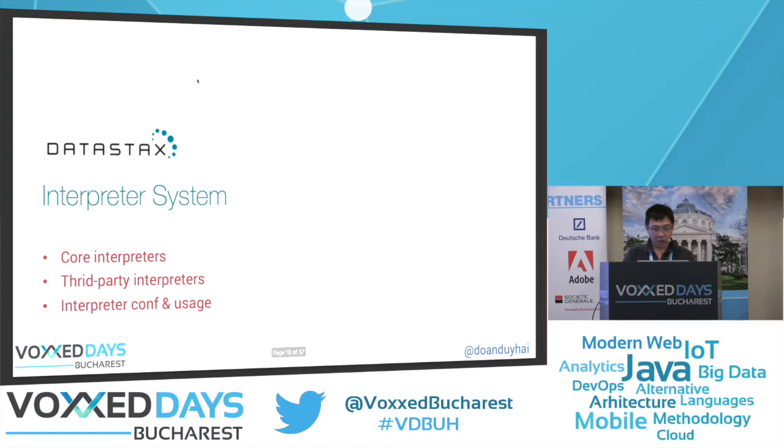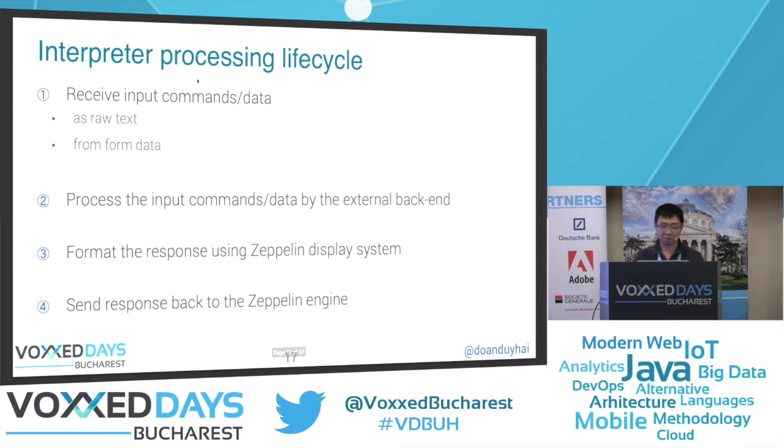Now let's see the interpreter system. In fact, the real strength of Zeppelin is the interpreter system. So what is an interpreter? Every time you write some source code on the front end, Zeppelin will just take the bunch of input text and forward it directly to the interpreter. Zeppelin will not modify your source code. Zeppelin doesn't even know what is inside your source code, in fact. So all the job is done by the interpreter.